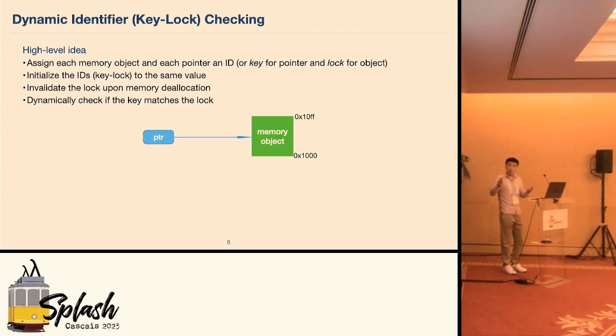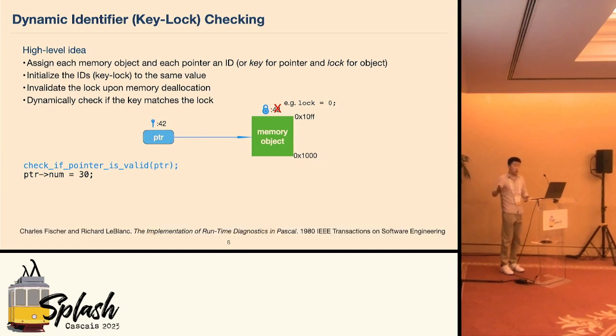So to prevent this problem, an effective solution is called dynamic ID or key-lock checking. The high-level idea is like this. At memory allocation, we assign each memory object a unique identifier, which is also called a lock. And we assign the pointer to the object the same ID, which is also called a key. And at memory deallocation, the lock is invalidated to a value that will never be used for any key. And for pointer dereference, the runtime checks if the key matches the lock. So it's a pretty straightforward idea. It dates back to the 80s, to a dialect of Pascal. And many previous works tried this idea for C.